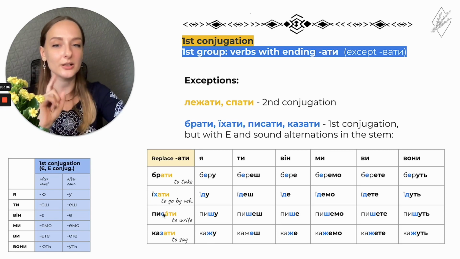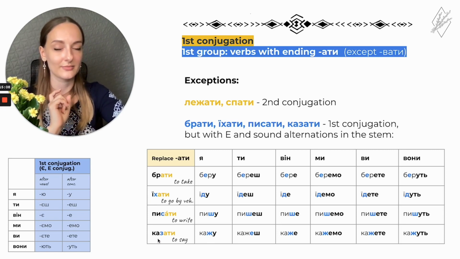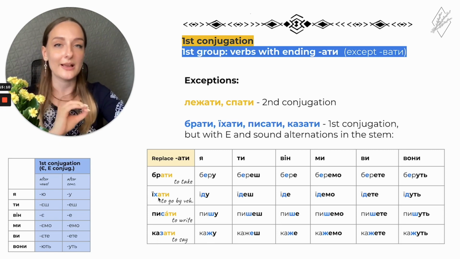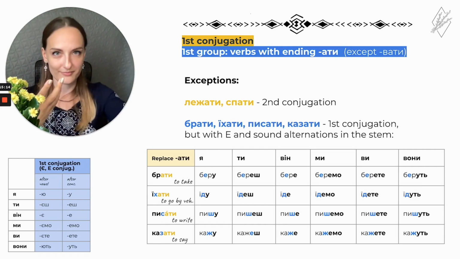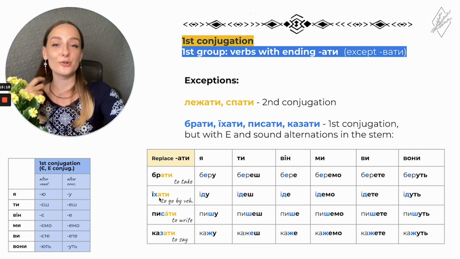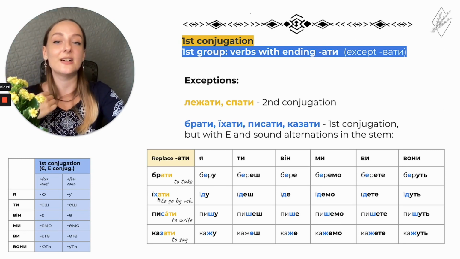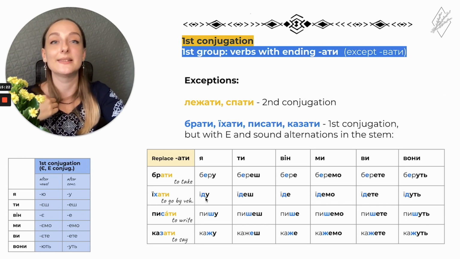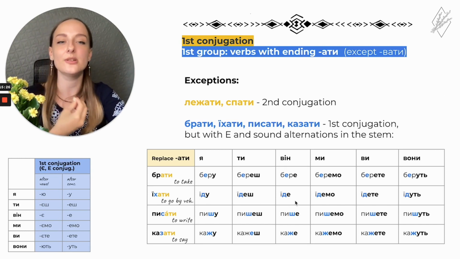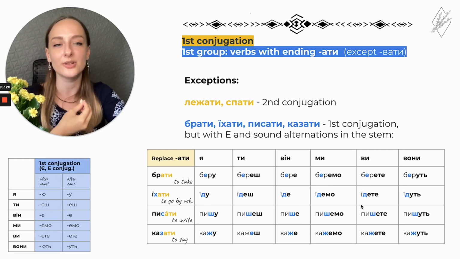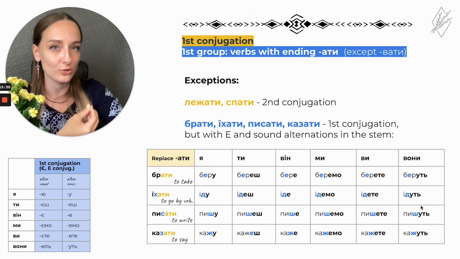Then, їхати, писати, казати. As you can see here, we will have sound alternation, which we just must remember. These are exceptions, we need to remember them. So, for їхати, the letter х we replace with the letter д. Я їду, ти їдеш, він їде, ми їдемо, ви їдете, вони їдуть.